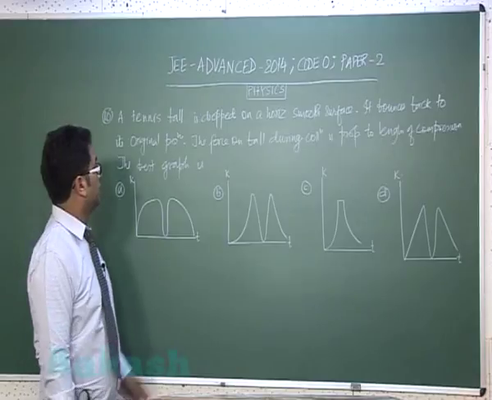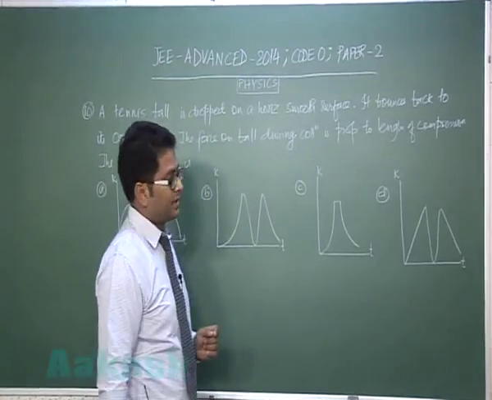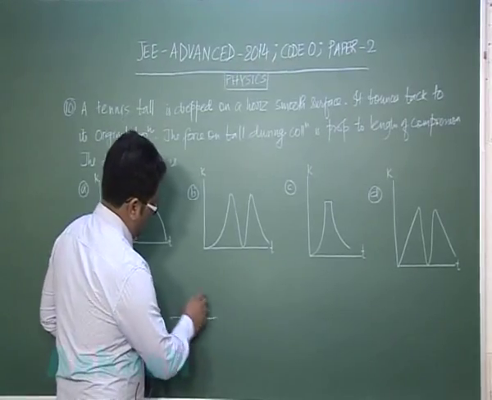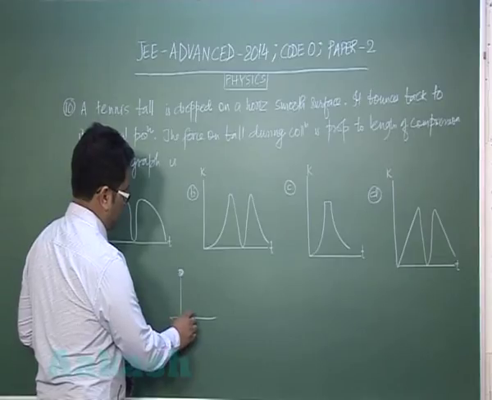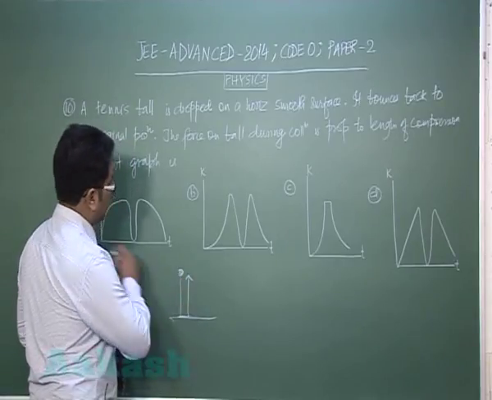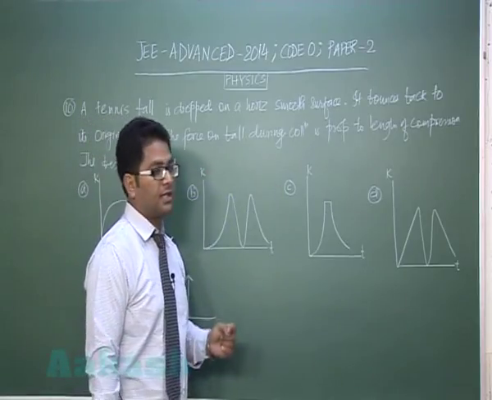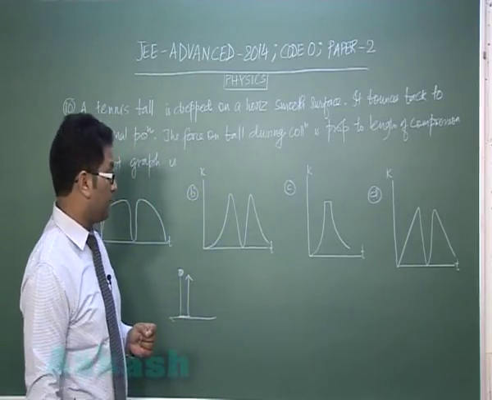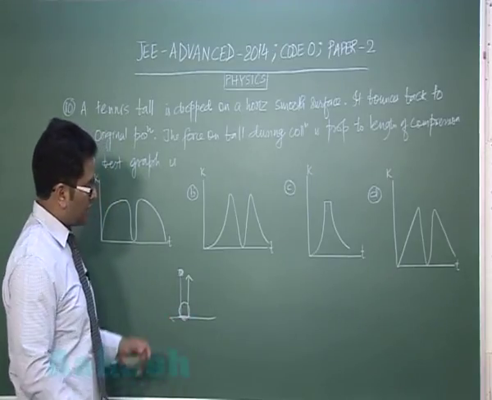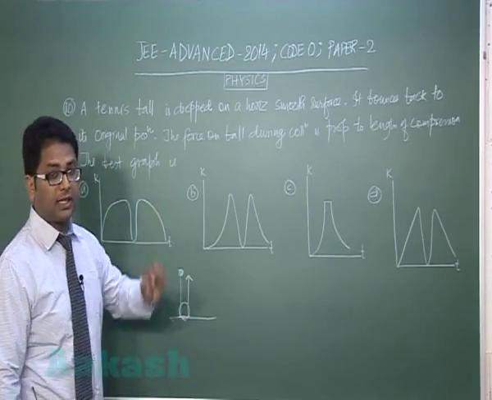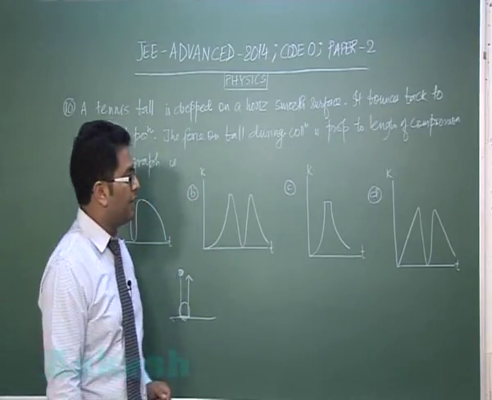Question number 10. A tennis ball is dropped on a horizontal smooth surface and it bounces back to the original position. That means the collision here is elastic. The force on the ball during the collision is proportional to the length of compression. It means during collision, the force is directly proportional to the degree of compression. And we got to see the best graph of K versus T.